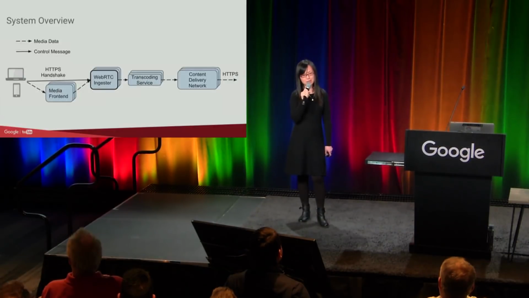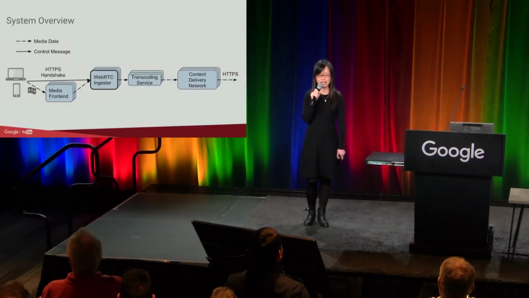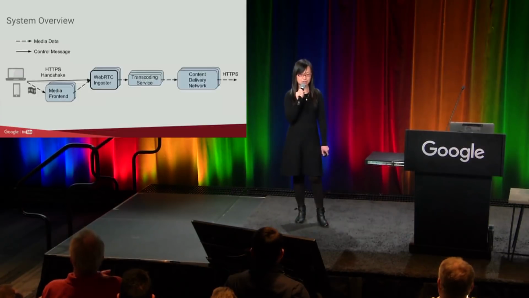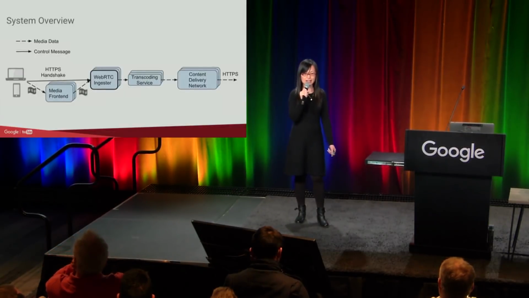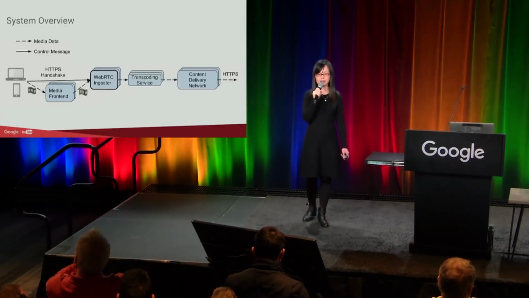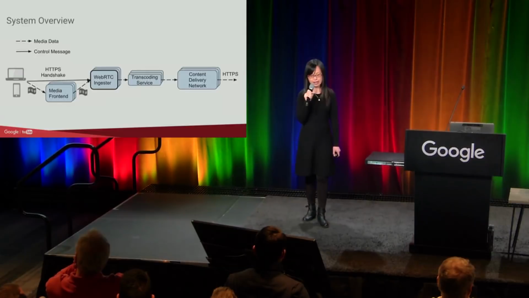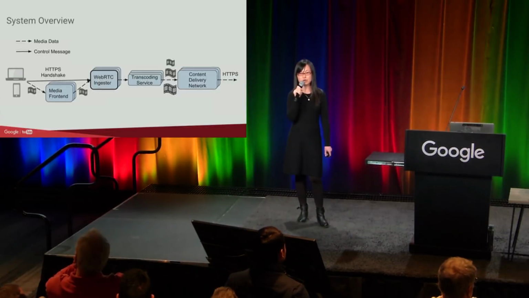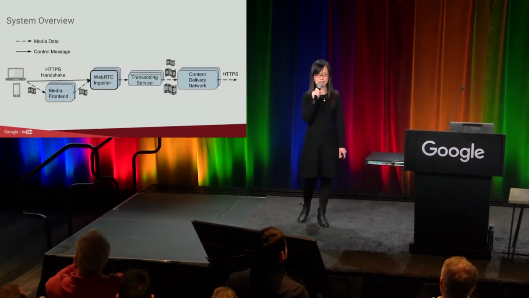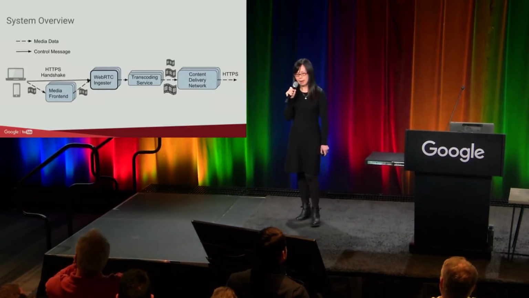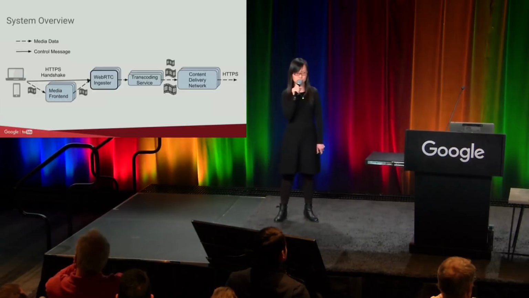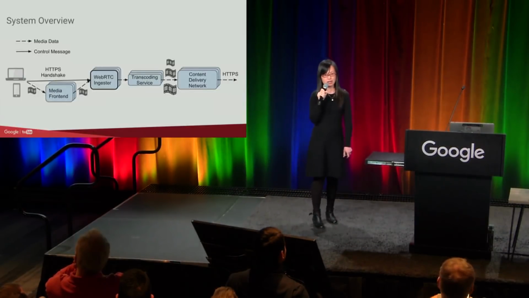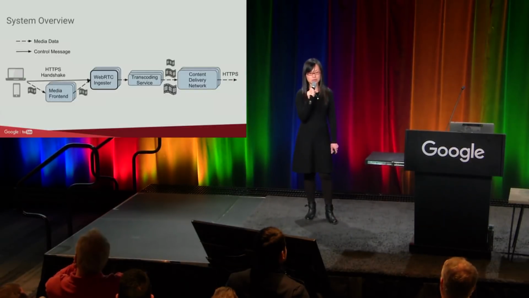Once the connection is established, the clients send the media data to the media front-end services, and the media front-end passes the packets to the WebRTC ingester. A media front-end is there because they are more widely deployed and closer to the users. Then the WebRTC ingester server passes the video data to the transcoding service. The transcoding service decodes and re-encodes the video data into different resolutions. And then the content delivery network distributes the video data to the viewers and chooses different resolutions based on the bandwidth of the viewer's network.